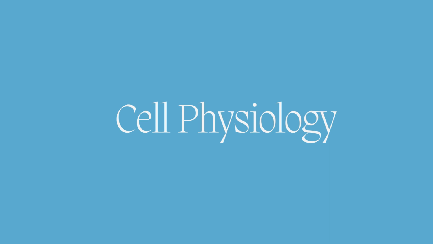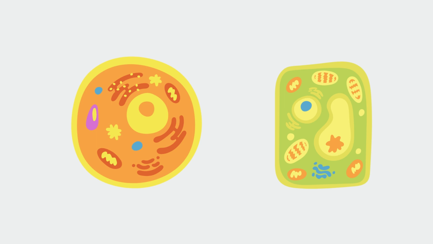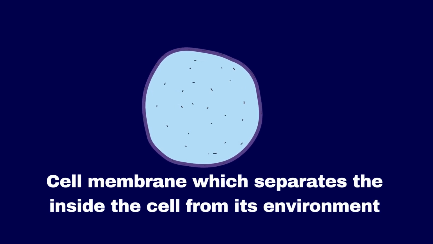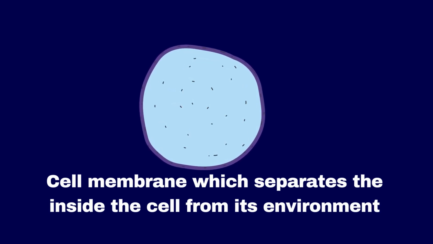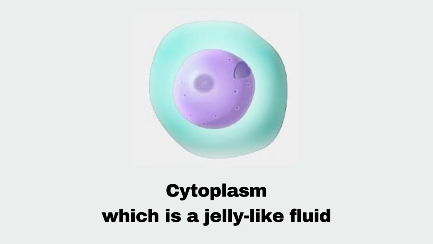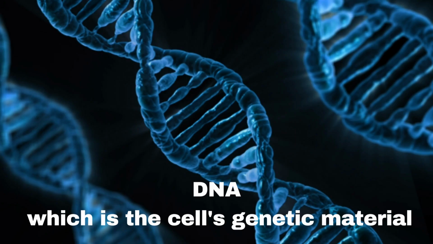Cells are the smallest living units of an organism. All cells have three things in common, no matter what type of cell they are. All cells have a cell membrane, which separates the inside of the cell from its environment; cytoplasm, which is a jelly-like fluid; and DNA, which is the cell's genetic material.